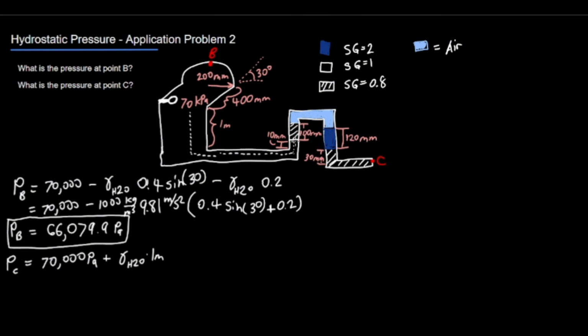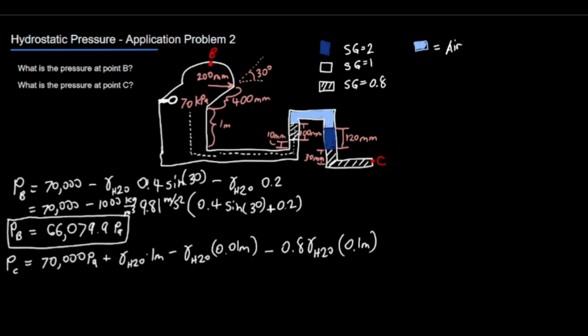And then we're going to need to move up within water 10 millimeters. So because we're moving up, we're going to subtract gamma H2O, that's the fluid we're in, times 0.01 meters, because that's what 10 millimeters is. And then we need to account for this new fluid with a specific gravity of 0.8. Because we're moving up, we subtract again, so it's 0.8 times gamma of H2O, and then the height is 100 millimeters, which is 0.1 meters. So we'll do times 0.1 meter.